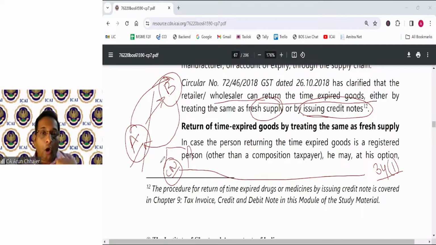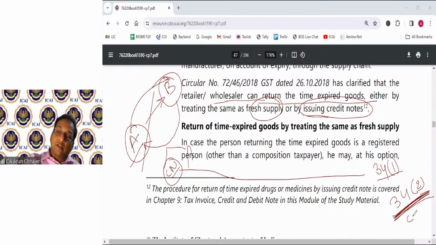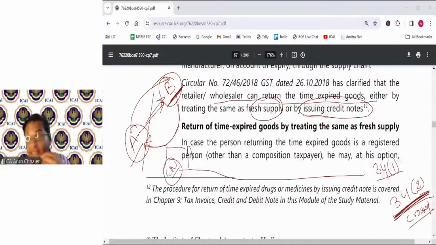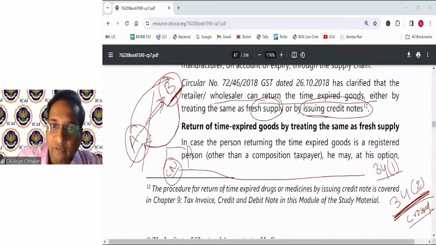Or let's say A is not interested to issue the credit note. Or practically, the time limit to issue the credit note, which is given in Section 34 subsection 2, has crossed. Then what to do? A cannot issue the GST credit note, and as a result, what is the second option? The second option is B can treat the same as a fresh supply. If B is treating the same as a fresh supply, then B will raise the tax invoice and A will take the ITC. Correct.